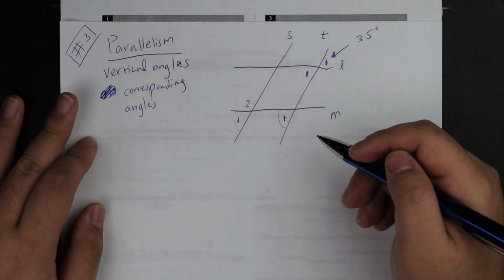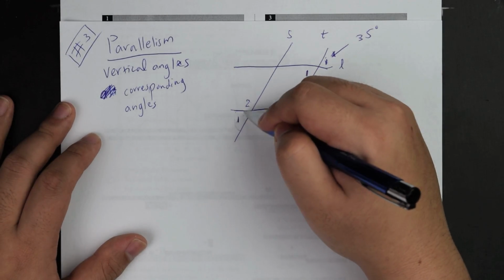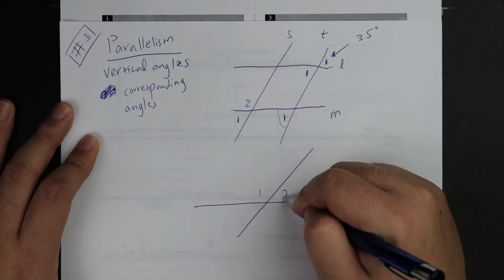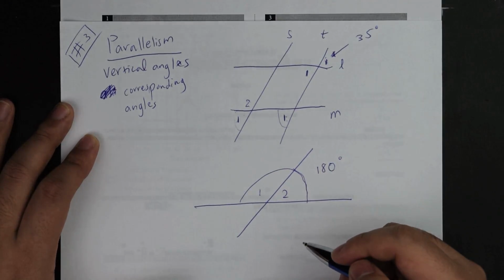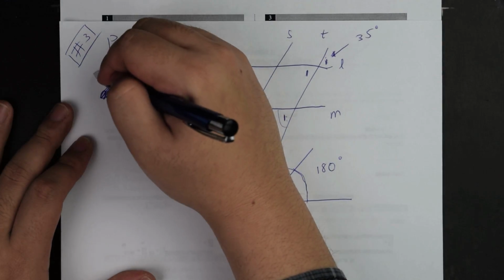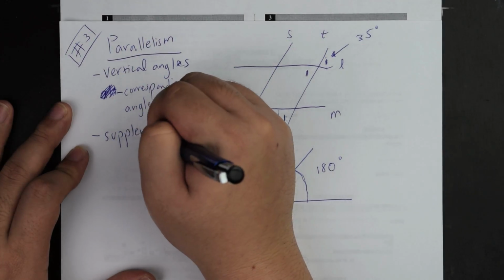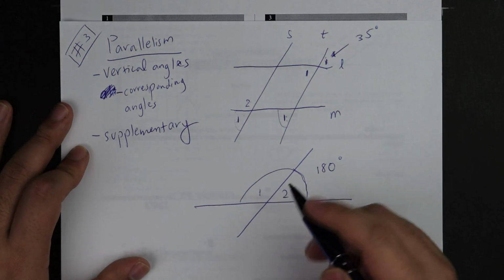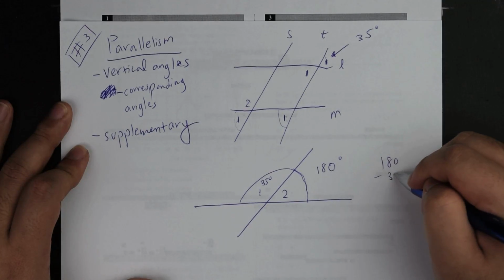In the end, the last thing I do know is that the relationship between these two has to be supplementary, because whenever you have an angle like 1 and 2 like this, the total angle right here has to add up to 180 degrees. So that means, and I'm going to put little dashed lines, this needs to be supplementary. Because I know that angle 1 is 35 degrees, I need to find out what this angle is by doing 180 minus 35.